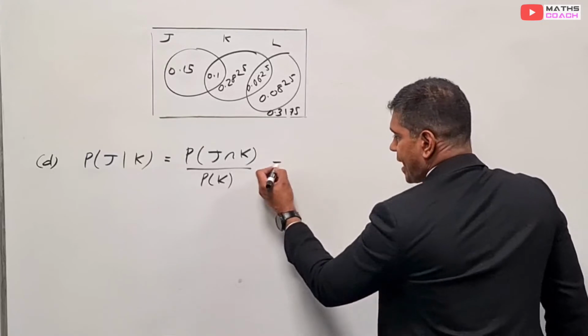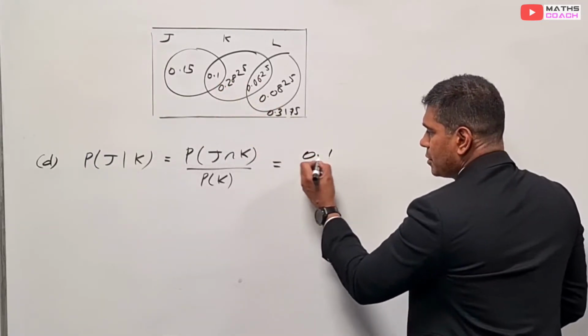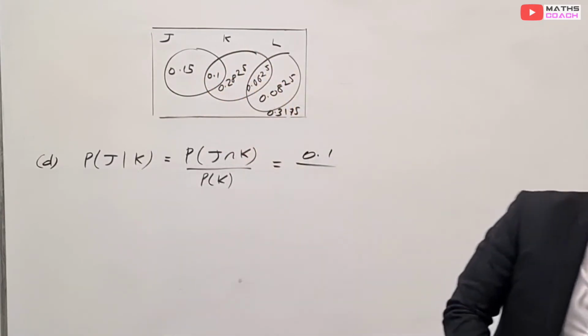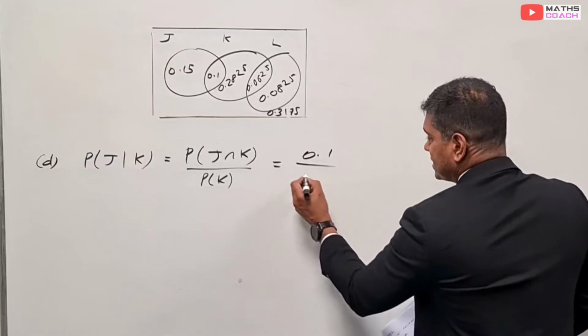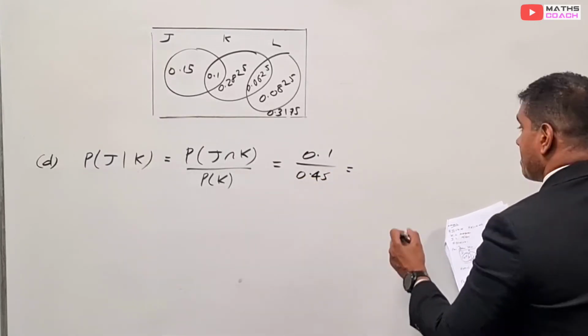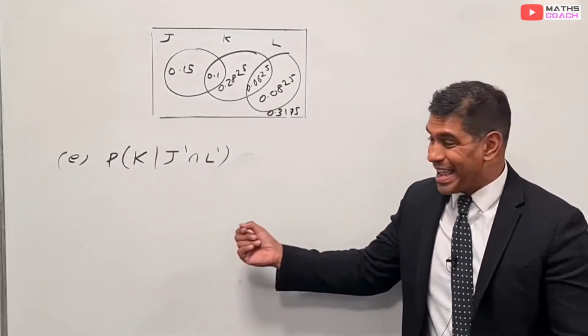So J and K, what do we get? Well, J and K is the overlap. We know that is 0.1. And probability of K is all of K together. And we know all of K together is 0.45. And when you work that out on the calculator, you will get 2 out of 9.